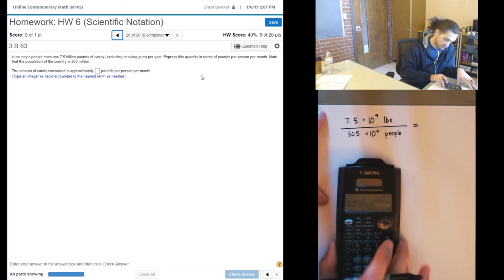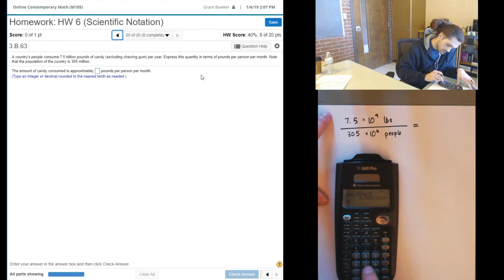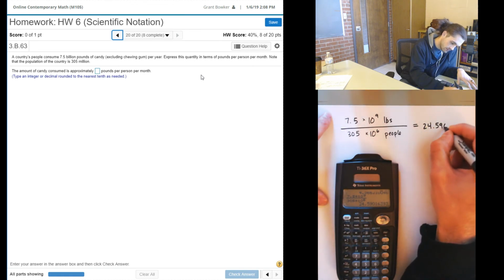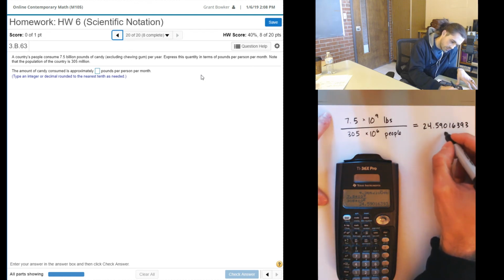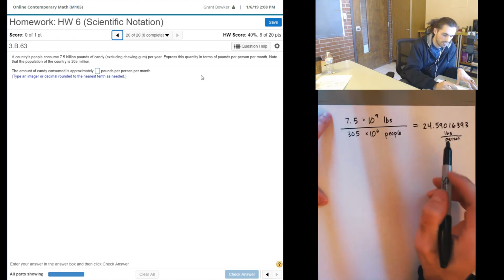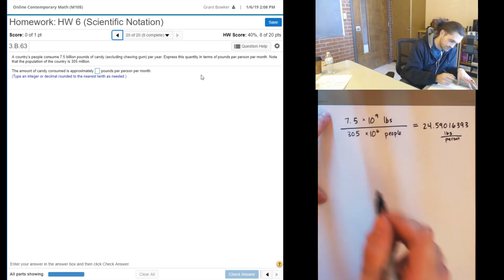So this becomes 7.5 times 10 to the 9th divided by 305 times 10 to the 6th. So we get 24.59016393, and this would be pounds per person. So for every year, on average, each person eats about 25 pounds of candy.